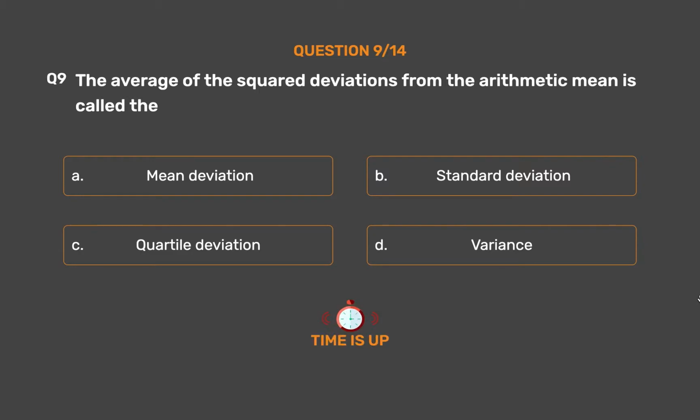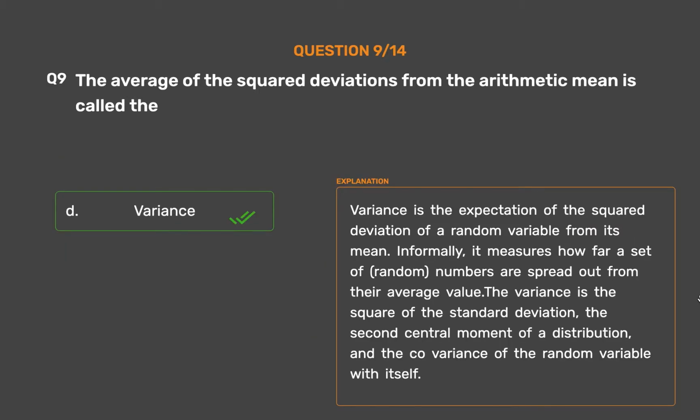The correct answer is option D. Variance. Variance is the expectation of the squared deviation of a random variable from its mean. Informally, it measures how far a set of random numbers are spread out from their average value. The variance is the square of the standard deviation, the second central moment of a distribution, and the covariance of the random variable with itself.